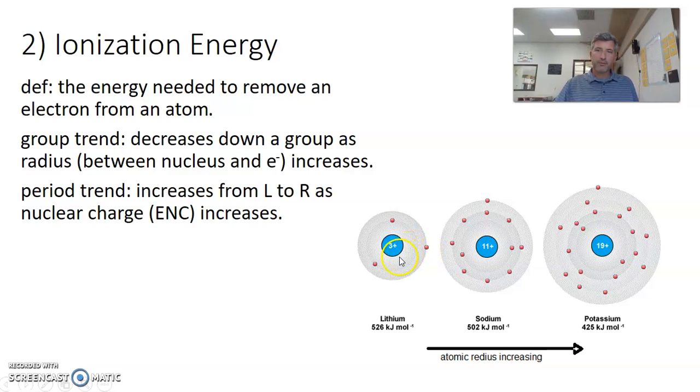So trying to remove an electron from lithium is going to take more energy than trying to remove one from sodium. Even though sodium has a more positive nucleus, remember radius is even more important in Coulomb's law than the difference in charge. The same thing for potassium. Potassium is getting larger, so even though it has a plus 19 nucleus, that negative 1 electron is less attracted to that nucleus than sodium's or lithium's. The period trend is that as we move from left to right, the nuclear charge is going to increase. It's going to become more difficult for us to remove an electron, so the ionization energy goes up.